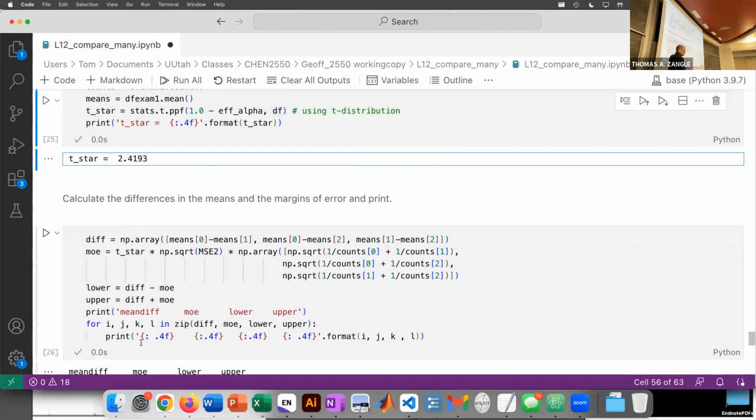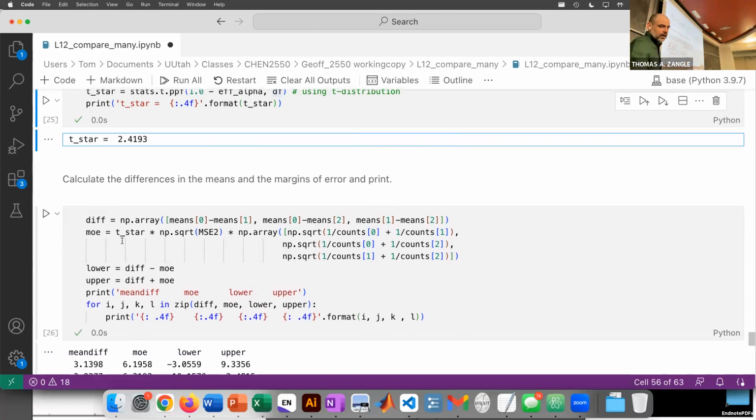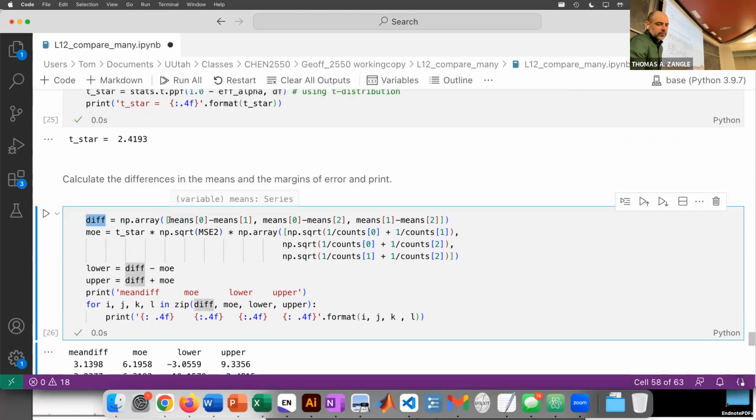But in this case, we're going to use that t statistic to compute our margin of error. And we'll look at our confidence intervals on the differences between the different group means. And so that's what we're doing here. We're computing the difference between the individual pairs of samples: the difference between group A and group B, the difference between group A and group C, the difference between group B and group C.